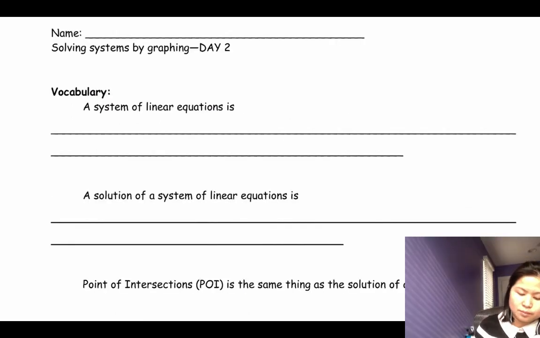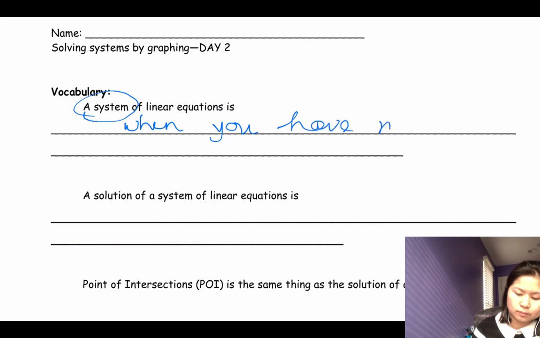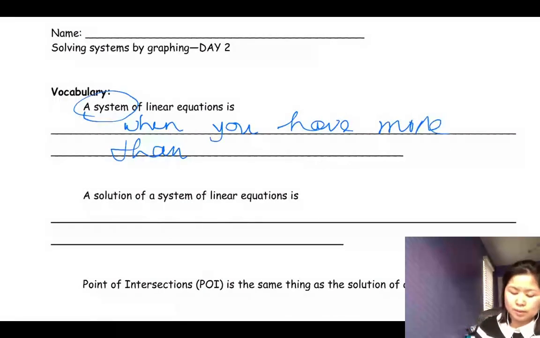Okay, so a system of equations is when you have more than one equation put together. You can copy this down or you don't have to copy it down. I will upload the document for you. Like I said, if you need to go back, it should be there. More than one equation, okay?